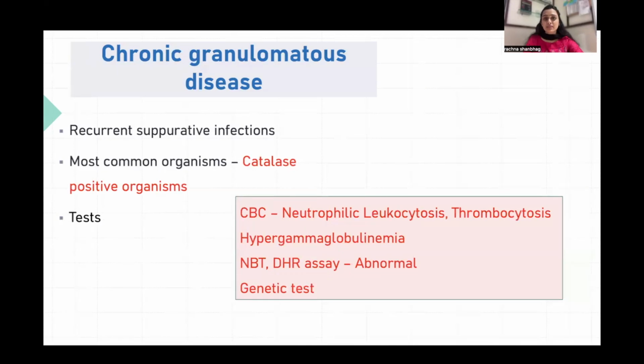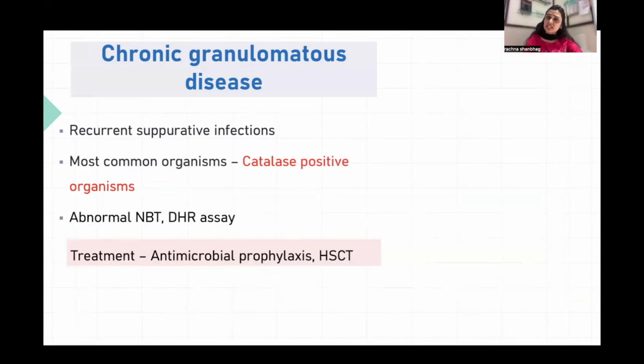What are the tests that can be performed? A simple CBC can give us a clue to underlying CGD. That is, we often see neutrophilic leukocytosis and thrombocytosis. Immunoglobulin levels show hypergammaglobulinemia. NBT and DHR assay are performed, which are abnormal in these patients, and finally it can be confirmed with the help of a genetic test. These children are put on antimicrobial prophylaxis, and the definitive treatment remains a bone marrow transplant.